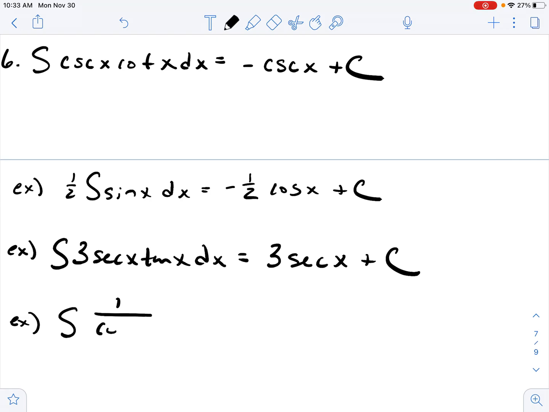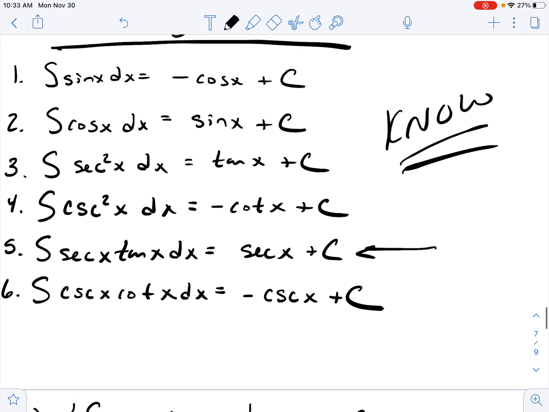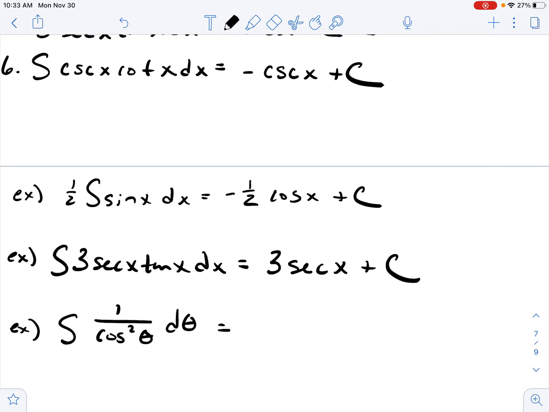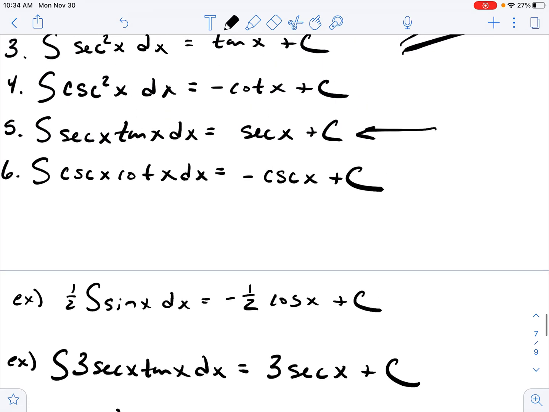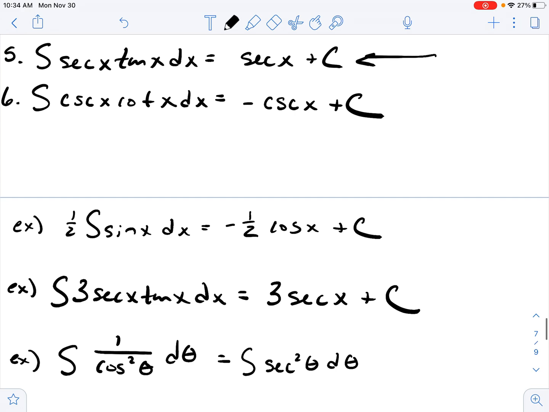And last but not least, the integral of 1 over cosine squared x. Actually, let's change the variable just to make it something different: 1 over cosine squared theta d theta. Can you figure that out using these rules up here? Well, if you're on the right track, you realized I have to rewrite this as secant squared theta. 1 over cosine is secant. And the antiderivative of secant squared x is tan x. So the antiderivative of secant squared theta is tangent theta, plus c.